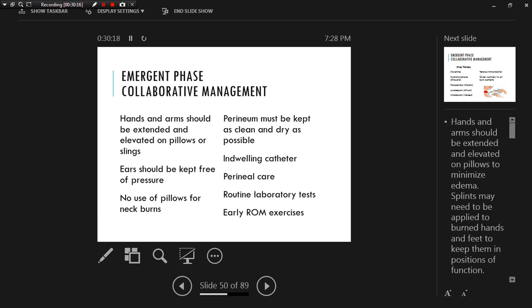Because they're at risk for translocation of bacteria, the normal flora, we need to make sure we're keeping the perineum as clean and dry as possible, especially if there's burns to those areas. In the beginning, we're going to be making sure we've got a Foley catheter inserted, but good peri care.